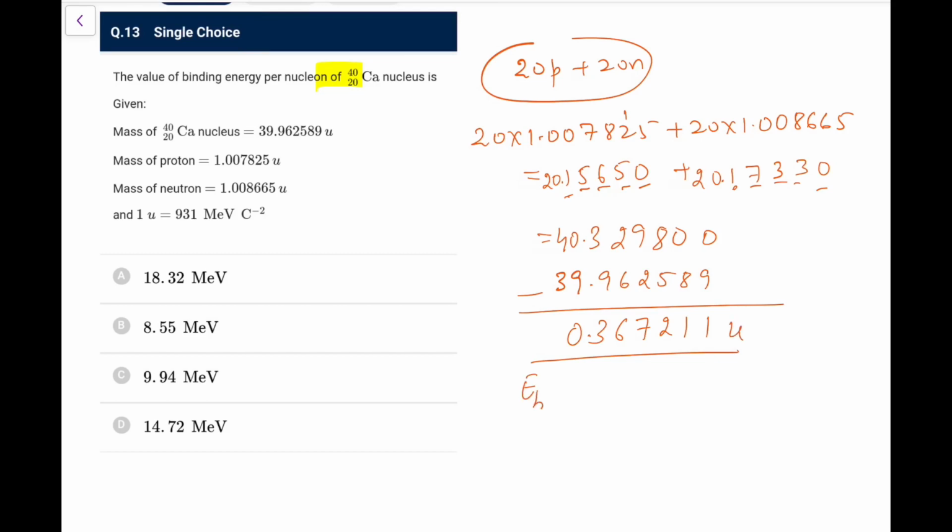So the binding energy would be 0.3672, so take it as 0.37. Yeah, no need to be that precise, and take it to be 930. So 930 into 0.37, you have to find the binding energy per nucleon, that divided by 40.